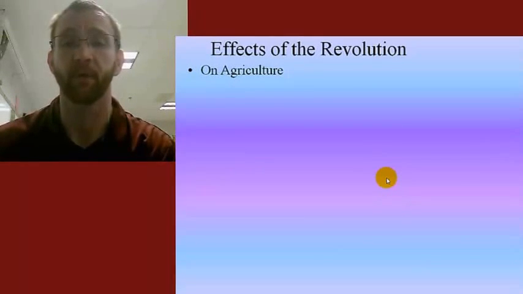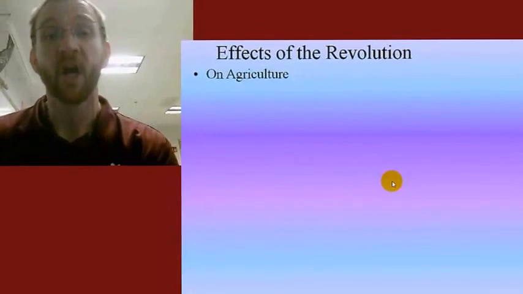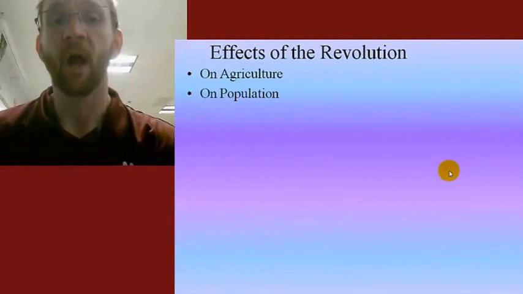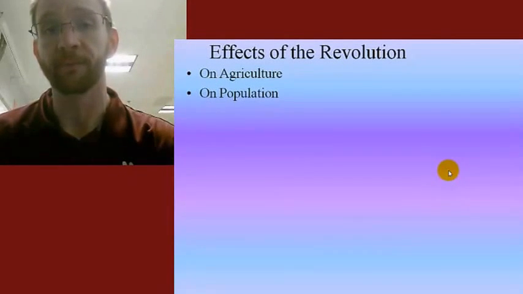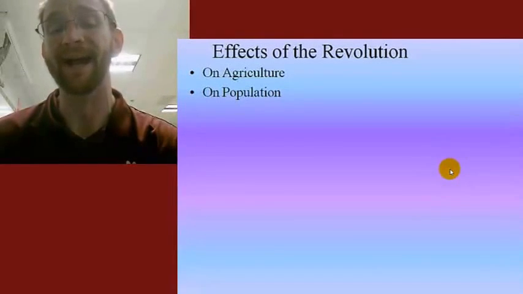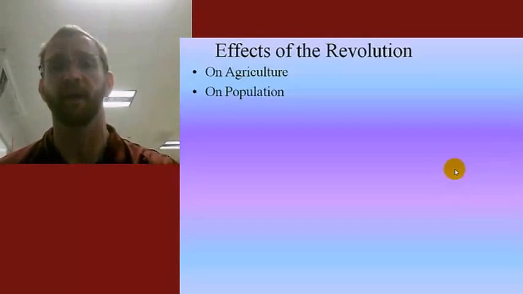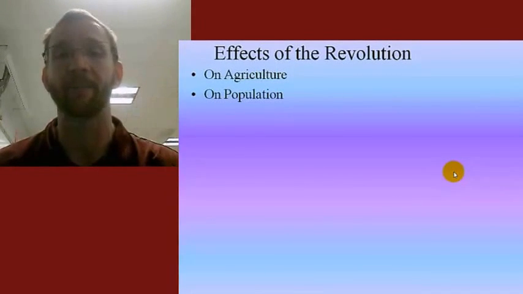Animals began to pull machines, which eventually led to combines, which eventually led to tractors, which all sped up agricultural production. Okay? On population, because fewer people were working in agriculture, there was an excess of people to work. Well, not only were fewer people working in agriculture, but also the population exploded as a result of the Industrial Revolution. People are moving into cities at a rapid rate.